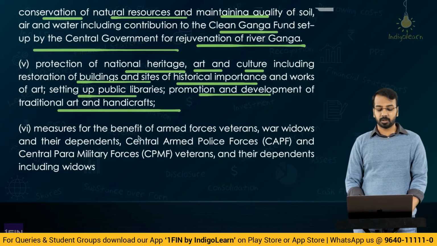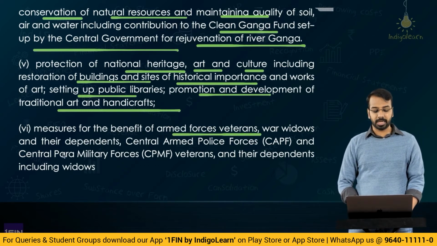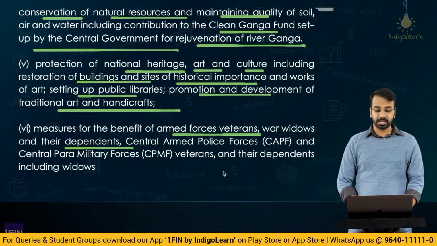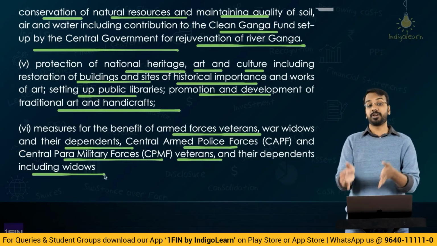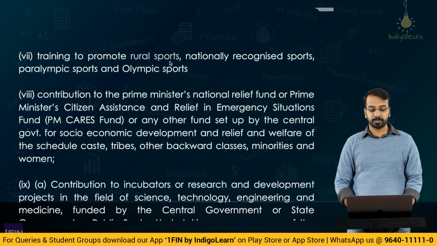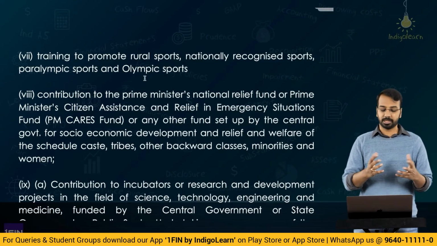Then measures for the benefit of armed forces veterans, those who have retired, war widows and their dependents. So, if someone has lost their spouse maybe during war or while serving in the army, those and their dependents, central armed police forces and central paramilitary forces veterans and their dependents including widows. So, if you are carrying out some measures for the benefit of these, that is also covered under CSR. Training to promote rural sports, nationally recognized sports, Paralympic sports and Olympic sports. So, if you are doing that for promoting rural and recognized sports and all of that, that is also covered.